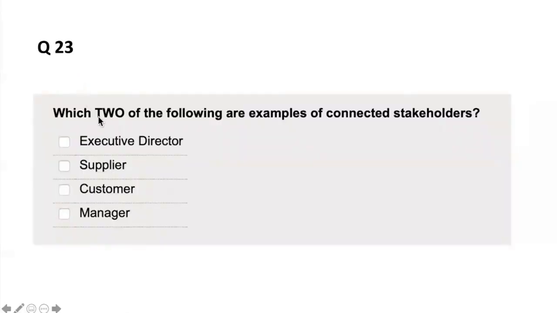Question number 23, which two of the following are examples of connected stakeholders? Now, connected stakeholders is a term that relates to those groups or people that have a contract with the organization. They're not internal. They don't work on a daily basis for the company, but they have an association that is actually bound by a contract or some transaction in that sense. So stakeholders can be defined as anyone who has an interest or can influence the organization. All of these, of course, can do that, but who are the ones that are connected?